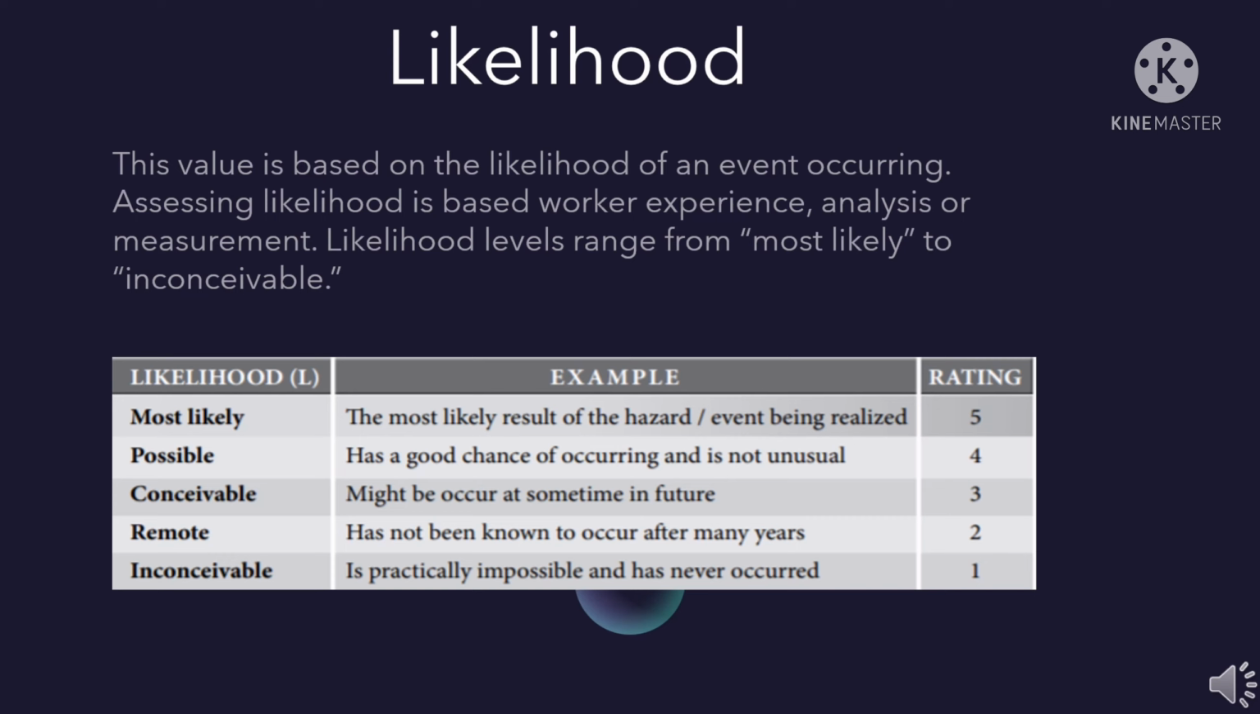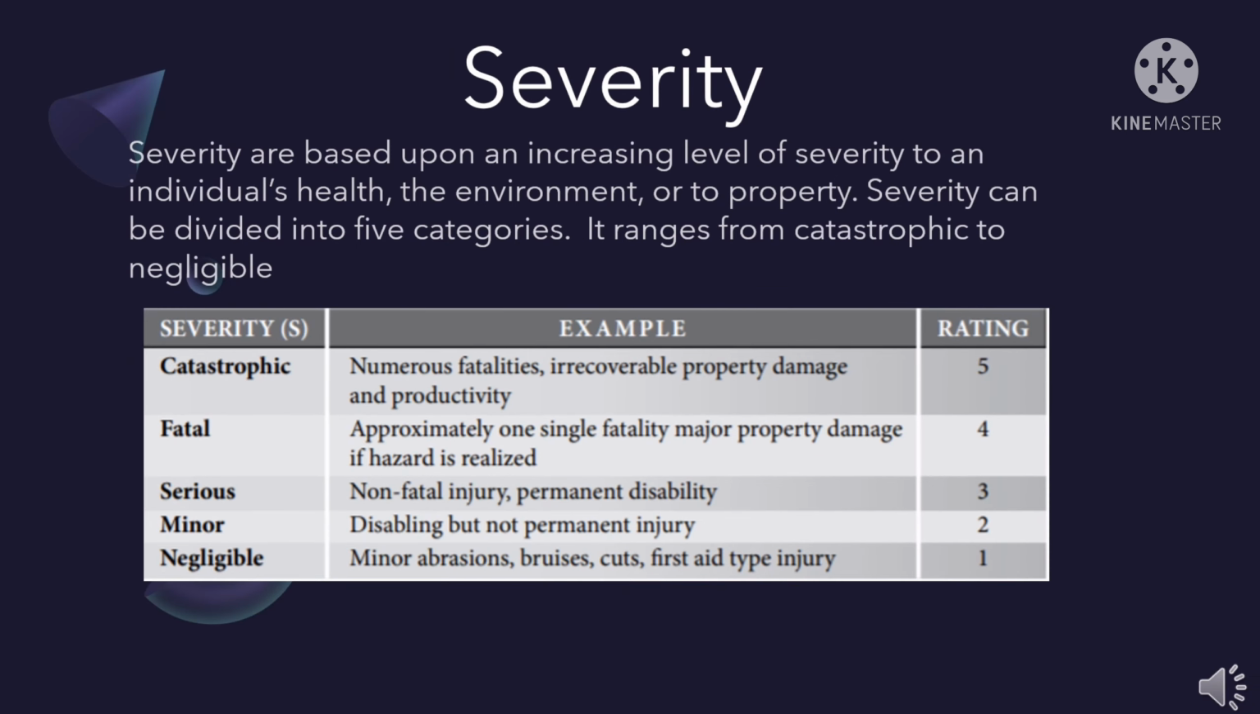The value is based on the likelihood of the event occurring. Assessing the likelihood is based on worker experience, analysis, or measurement. Likelihood levels range from most likely to inconceivable. Severity is based upon an increasing level of severity to an individual's health, the environment, or to property. Severity can be divided into 5 categories. It ranges from catastrophic to negligible.